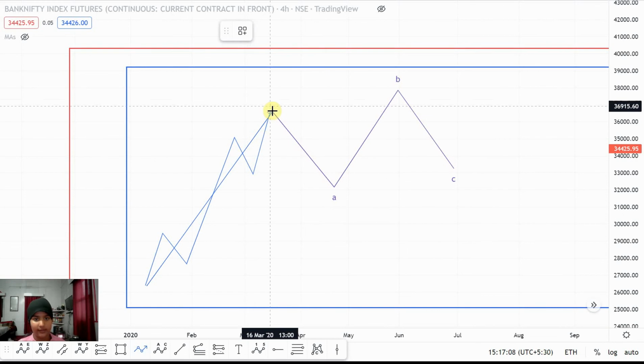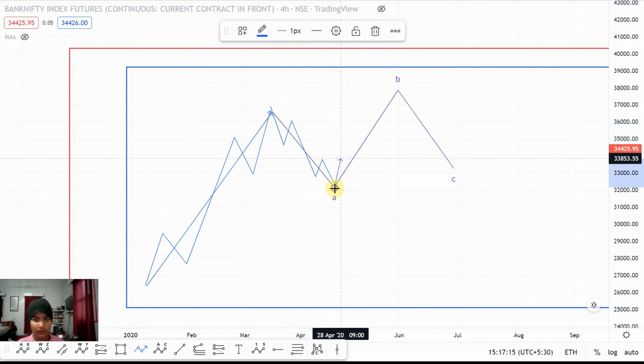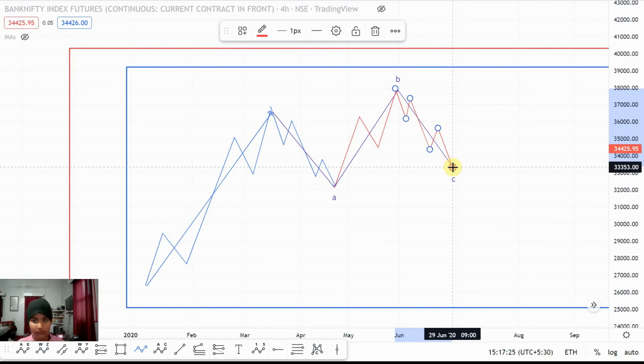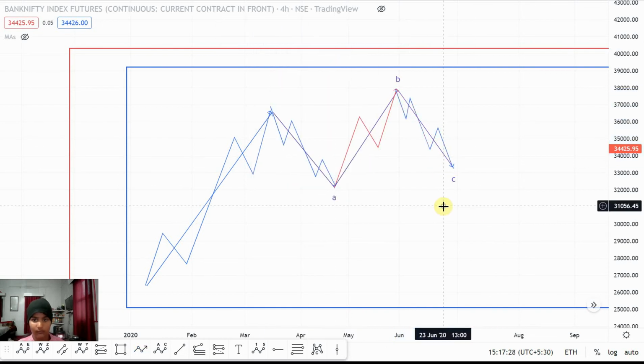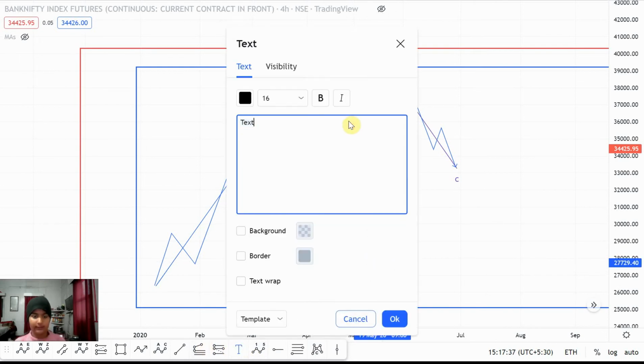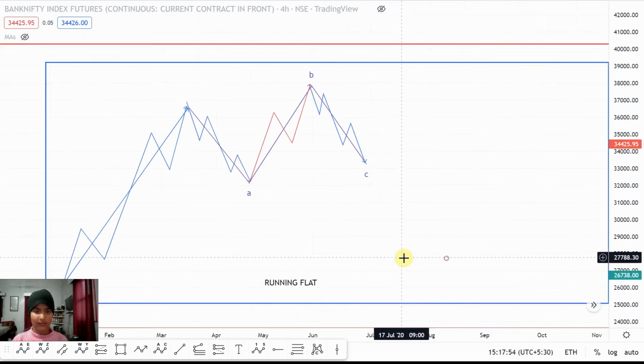The internals of this are 5 waves, 3 waves, and 5 waves again. So there is our running flat. Let's write running flat.